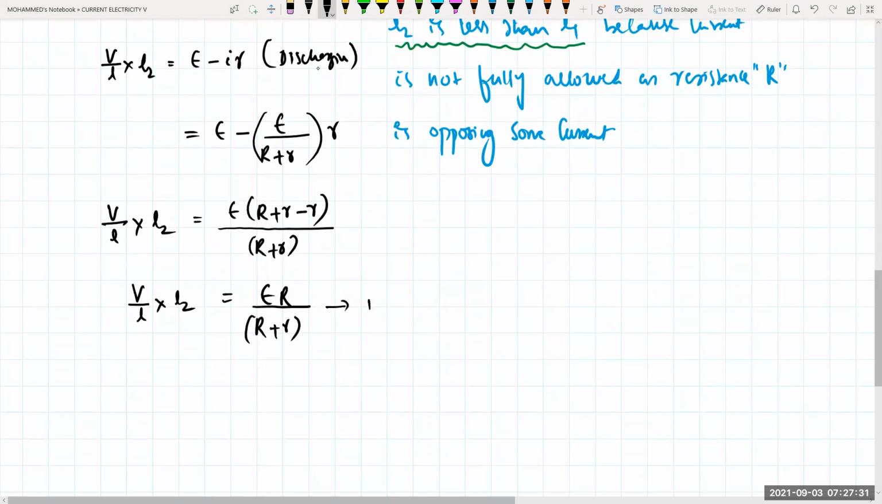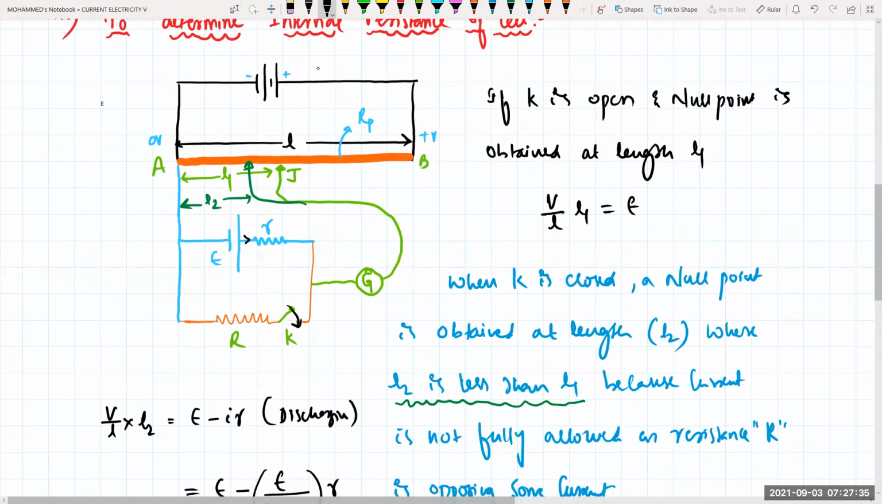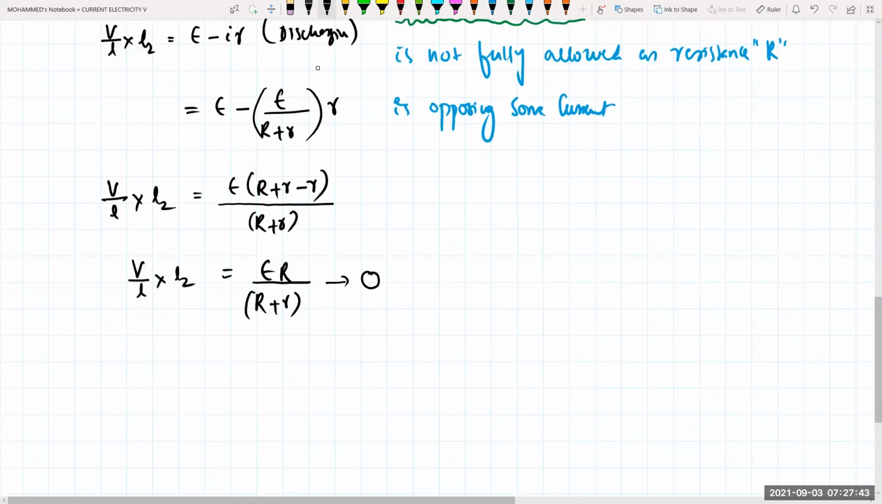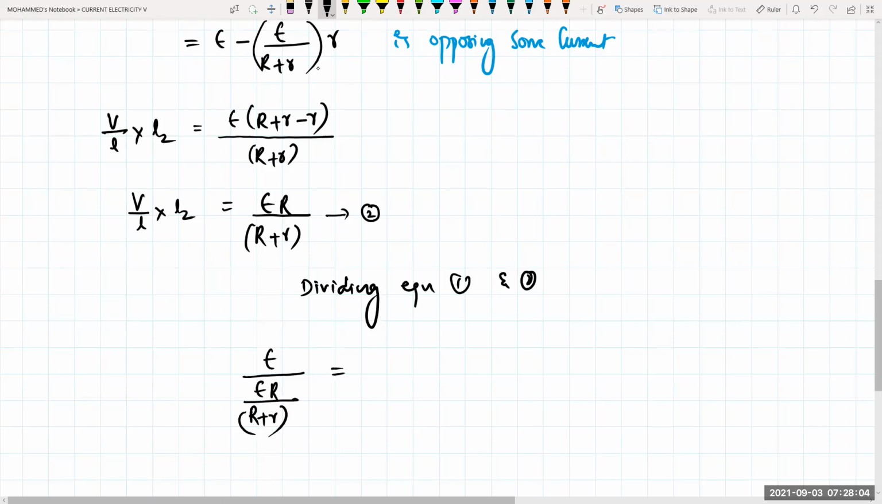This is my equation number 1, and this is my equation number 2. Now dividing equation 1 and 2, it is E divided by E into R divided by capital R plus small r, which is equal to capital E value.